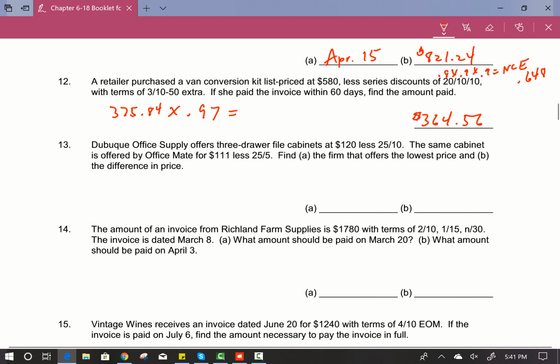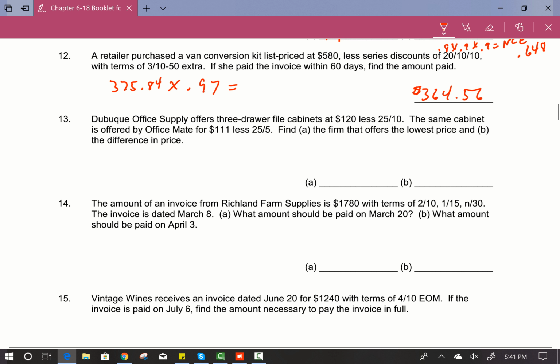Okay, number 13. Dubuque Supply offers 3-drawer file cabinets at $120, less 25% discount and a 10% discount. The same cabinet is offered by OfficeMate for $111 less 25% and a 5% discount. Find the firm that offers the lowest price and the difference in price.